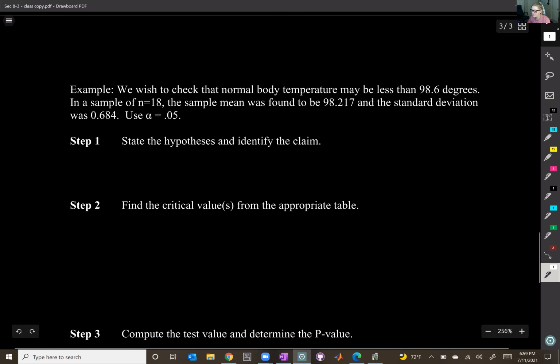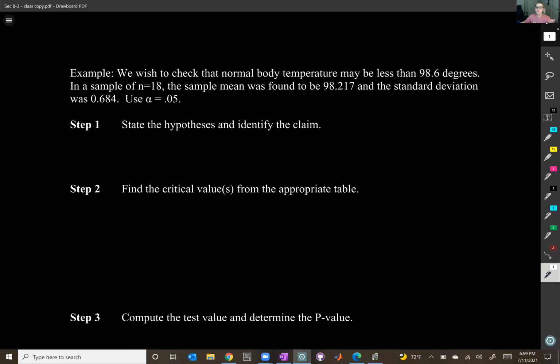Okay, so the last thing that I want to do is put all this to use and actually do an example. So we are going to do an example and use both the traditional and the p-value testing. I just want to talk about both of them. So let's just give it a go.